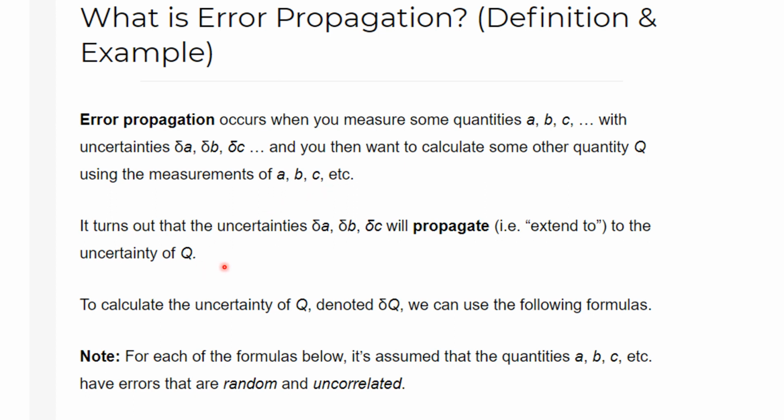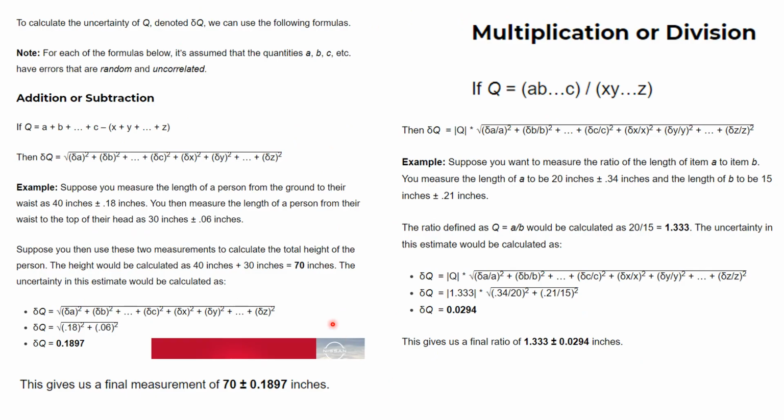Well, it turns out that the uncertainties that you have with A, B, and C will propagate, extend to the uncertainty of Q. So to calculate the uncertainty of Q, denoted by delta Q, we have the following formulas. And we are assuming that these errors are random and uncorrelated. So when we add or subtract numbers, delta Q is the square root of the sum of the squared errors.